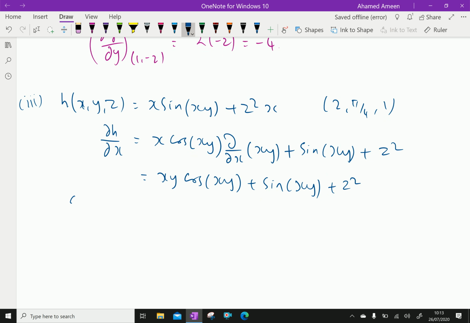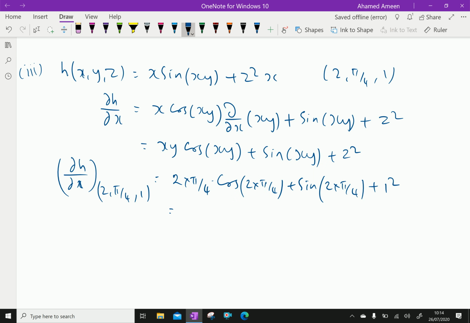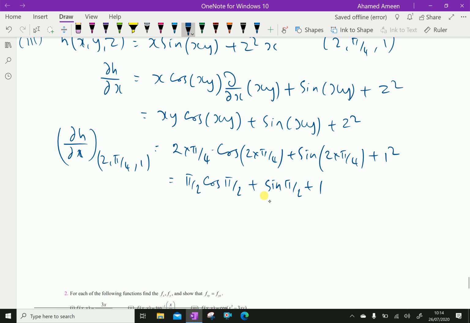Now let us substitute the values 2, pi by 4 and 1 into dou h by dou x. We substitute x as 2, y as pi by 4, and z as 1. Cos of xy is cos of 2 into pi by 4, sine of xy is sine of 2 into pi by 4, and z squared is 1 squared. So we have pi by 2 cos of pi by 2 plus sine pi by 2 plus 1. Cos pi by 2 is 0, so pi by 2 into 0 is 0, plus sine pi by 2 is 1, plus 1, which equals 2.